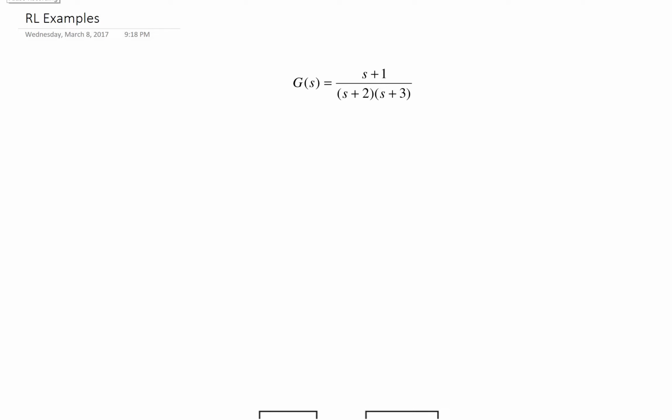Okay, let's try a few examples to create a root locus for transfer functions. Let's imagine we have a simple system, and the G in this case represents the open loop transfer function.